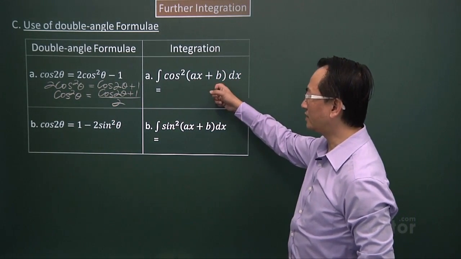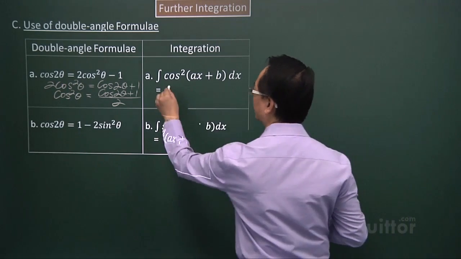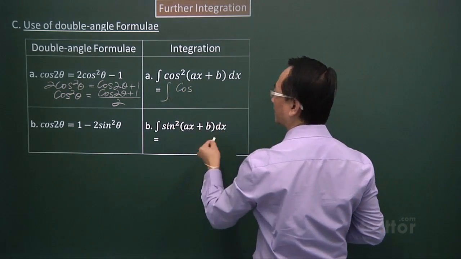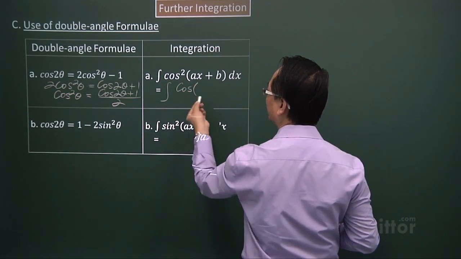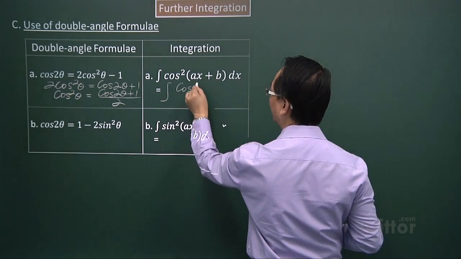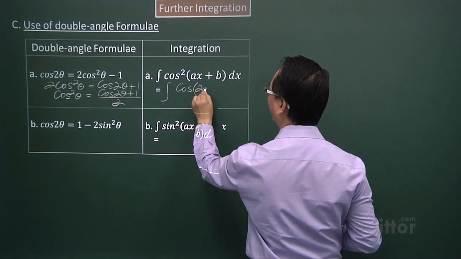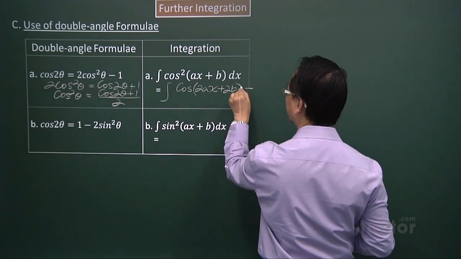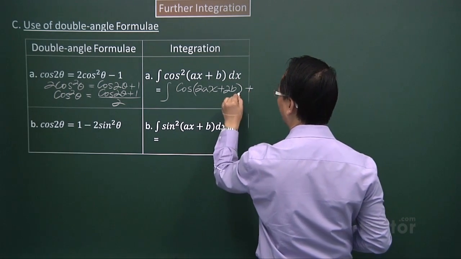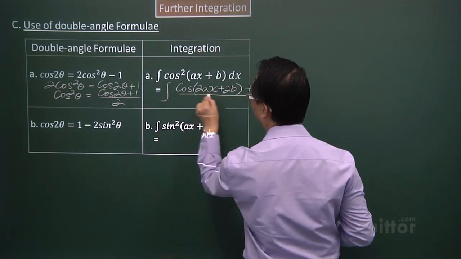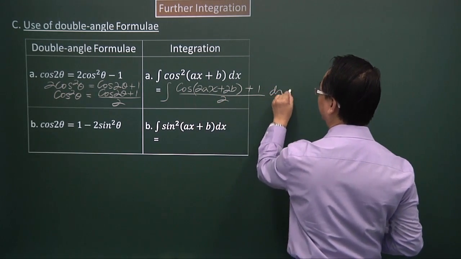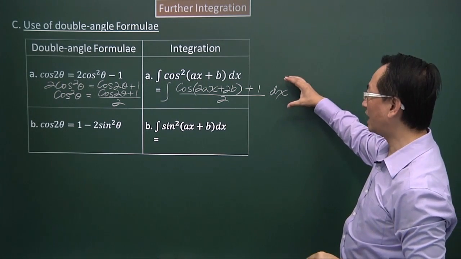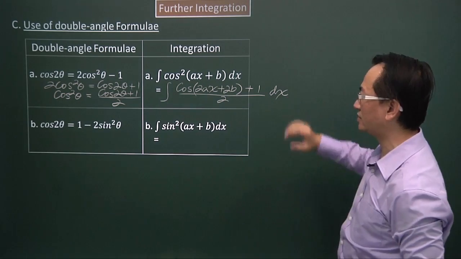So this expression can be rewritten as cos. Now I have to double this angle. To do that, multiply 2 to it. I have 2ax plus 2b, then plus the 1, over 2. So this is how we can actually make it possible to integrate the expression.